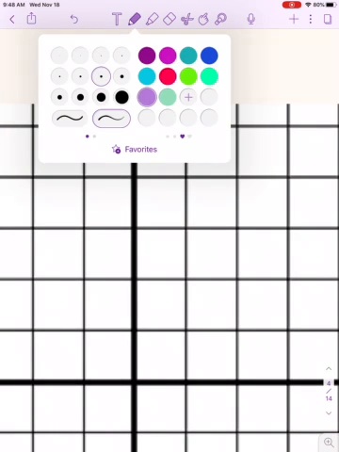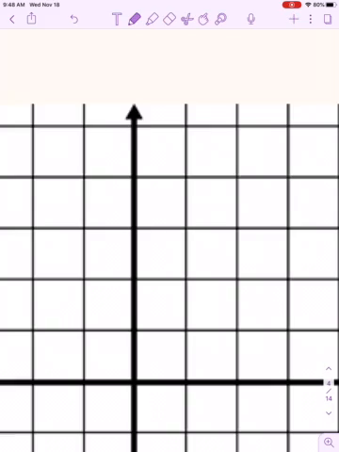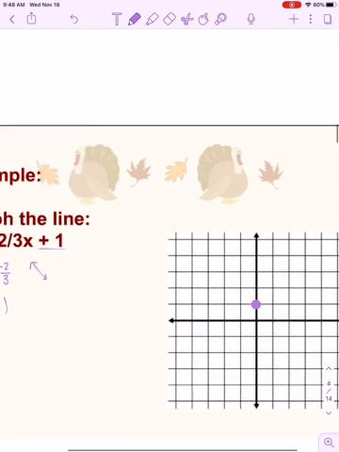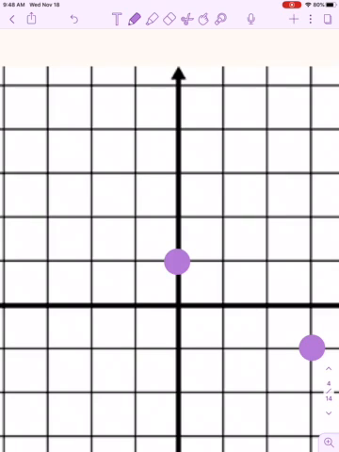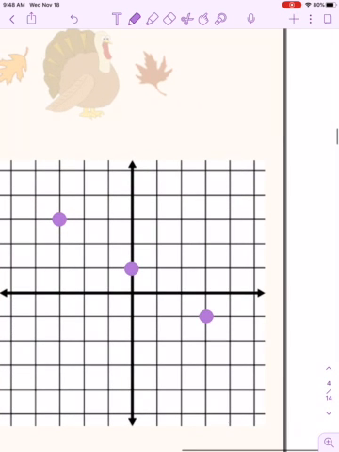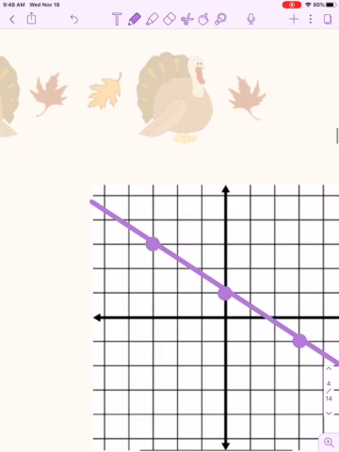So start up at 0, 1, plot your point. And then your slope is negative 2/3. So down 2, right 3. The opposite of that is up 2, left 3. And then once you have all those plotted, you connect them. All the way through your graph. And put your arrows at the end.